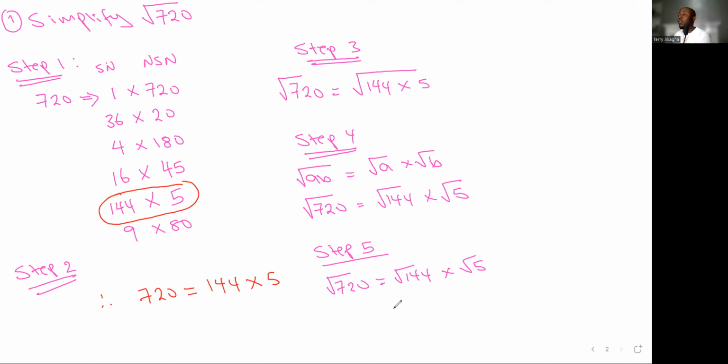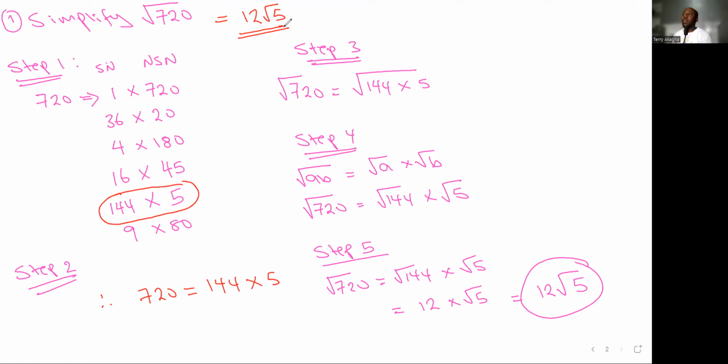Now, square root of 144 is what? 12 times square root of 5, and the answer you will get is going to be 12 root 5. So therefore, the answer, when we simplify square root of 720, will be 12 root 5, exactly like what we did in the last video. Now you can see this method is faster, all right, but you will need to be very conversant with factors and know how to solve very well.